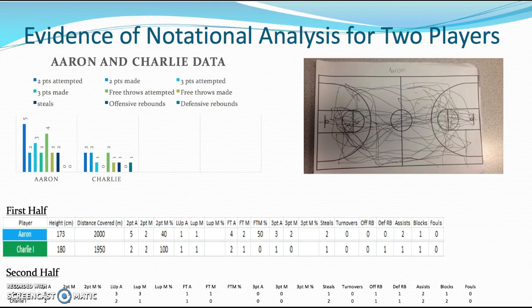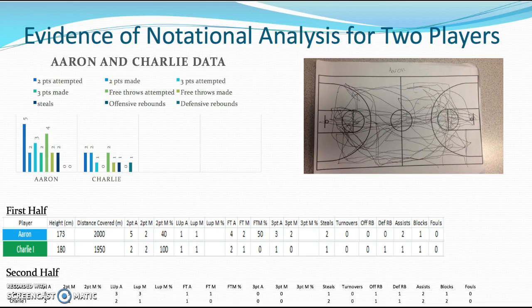Aaron attempted 3 3-pointers and scored 2 of them, whereas Charlie attempted 1 and scored 0. This would suggest that Aaron is a stronger attacking player. Both Aaron and Charlie had a 50% success rate with their free throws, but whereas Aaron attempted 4 and scored 2, Charlie attempted 2 and scored 1. Aaron would therefore seem to be the better player.